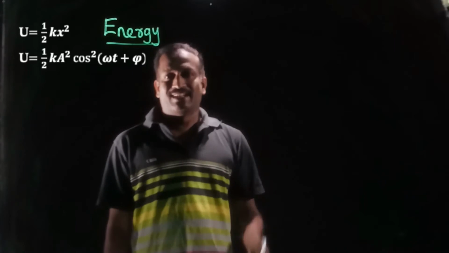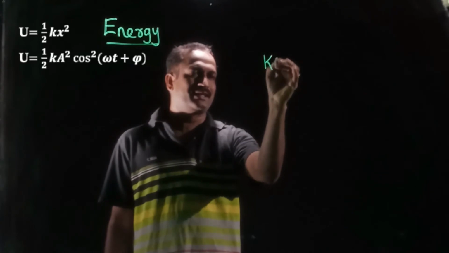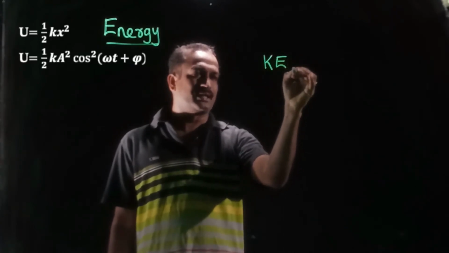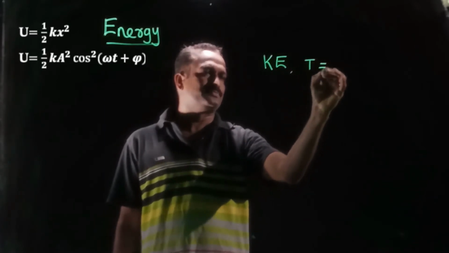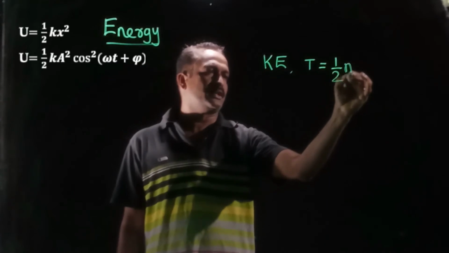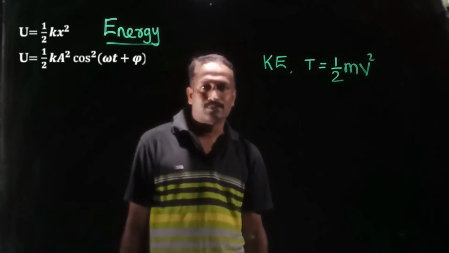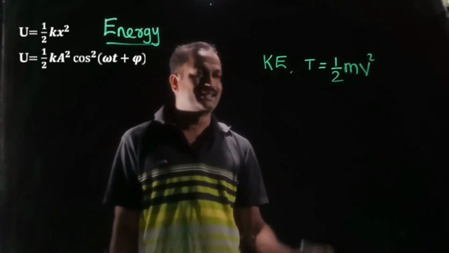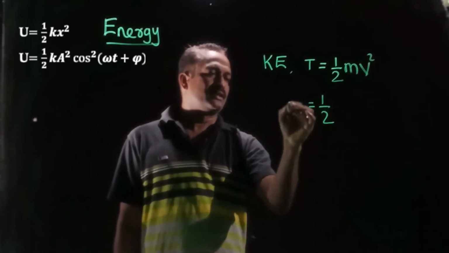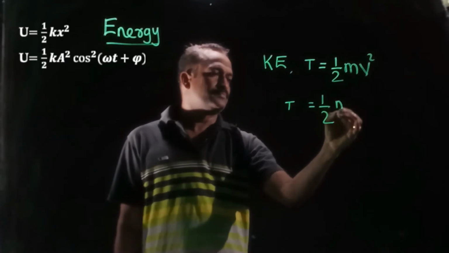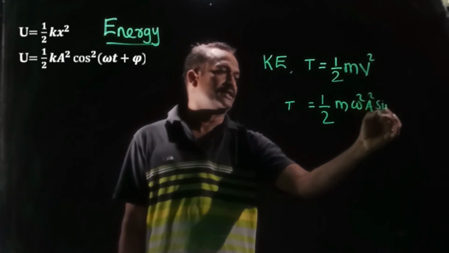Now the kinetic energy. The oscillator is in motion, and the kinetic energy of the oscillator, which I represent as T, is given by T is equal to half m v square, the familiar expression. Substituting the value of v, which is minus omega a sin(omega t plus phi), we have kinetic energy equal to half m omega square a square sin square(omega t plus phi).